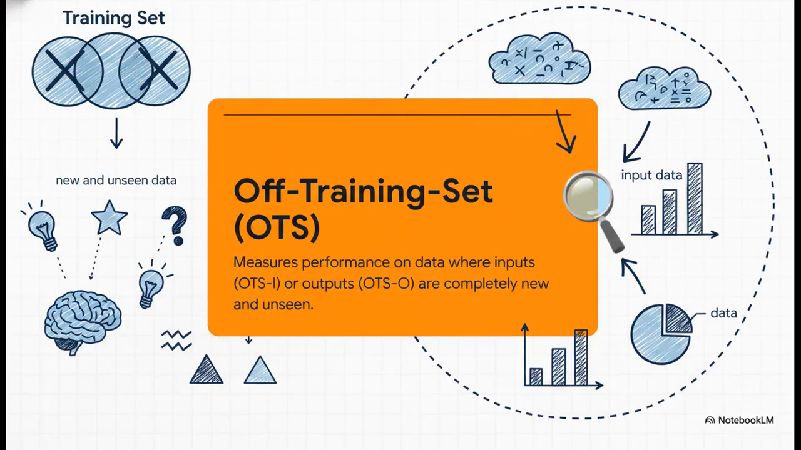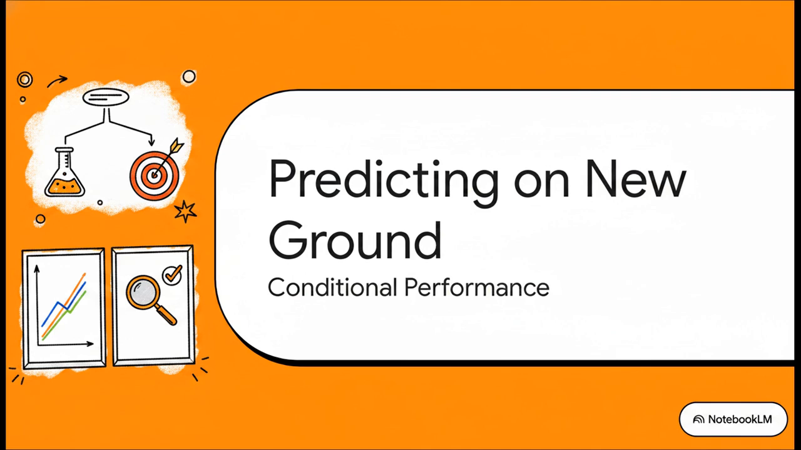And this is where we get some incredibly powerful tools, like off-training set, or OTS, evaluation. OTS lets us put a formal restriction on our holdout utility. We can specifically ask things like, how well does my algorithm perform on data where the inputs, or maybe the outputs, are fundamentally new and were never ever part of the training set? Look, this isn't just theory. Let's make this real. We're going to look at two practical examples to see how we can use this idea of conditional performance to answer much more precise and, frankly, much more useful questions.